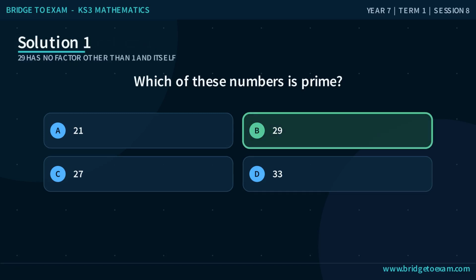Option B is correct. 29. It has no factors other than 1 and 29. 21, 27, and 33 each have a third factor.